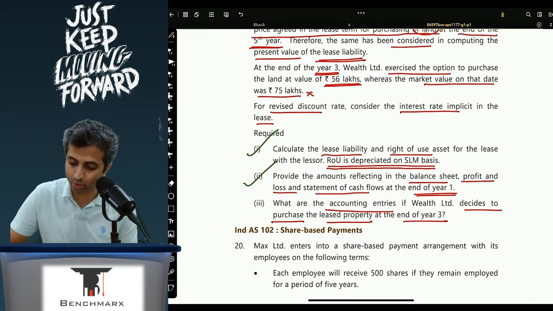Second, provide the amount reflected in the lease liability calculated with the ledger. Initially we did the amounts reflected at year 1, and what will be the accounting entries if Wealth decides to purchase the leased property at the end of year 3.